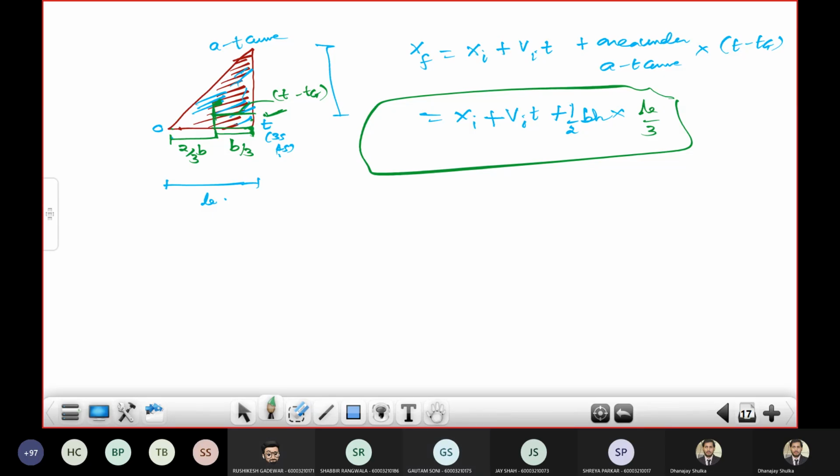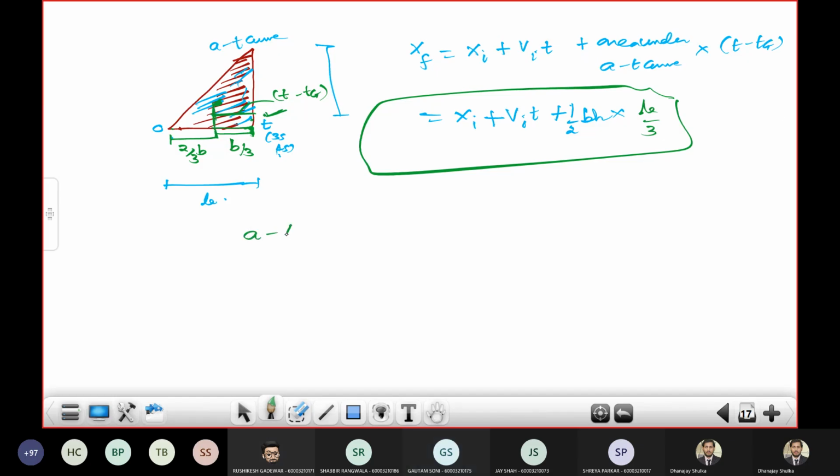Sir, so basically, if we have to find the velocities, we have to directly integrate the area under the acceleration-time graph. And if we have to calculate the displacement, then we have to use this formula, right?